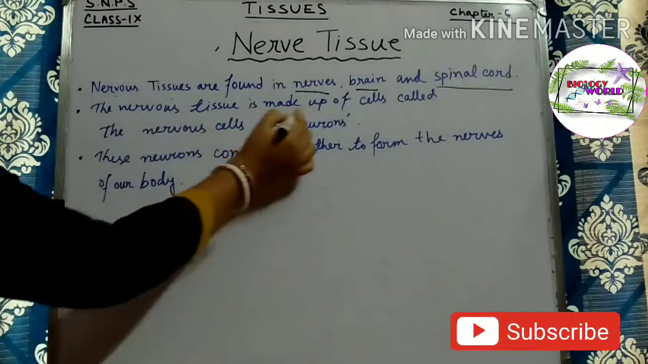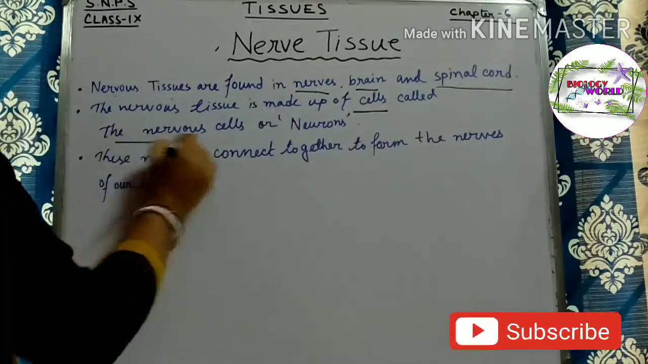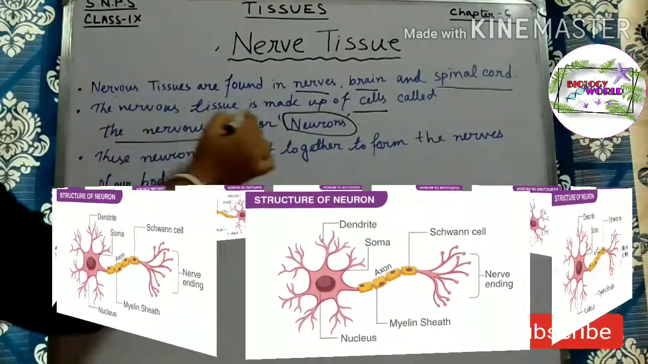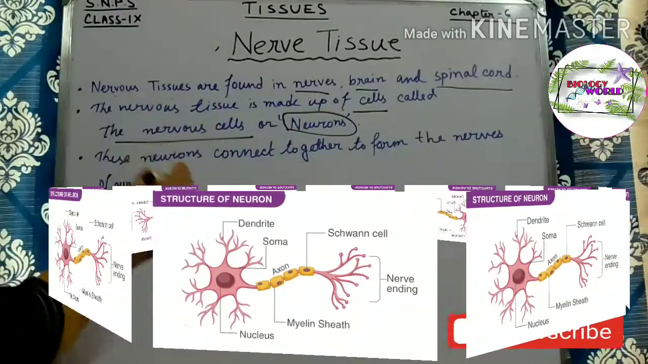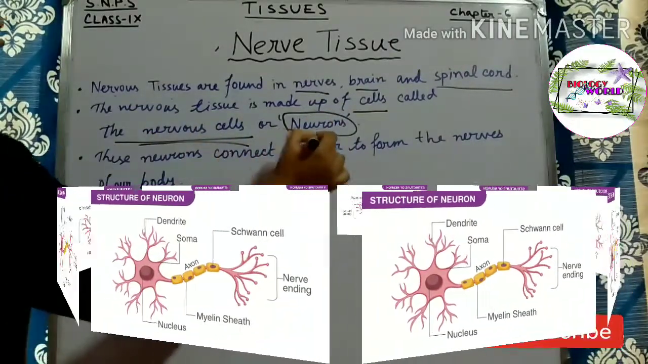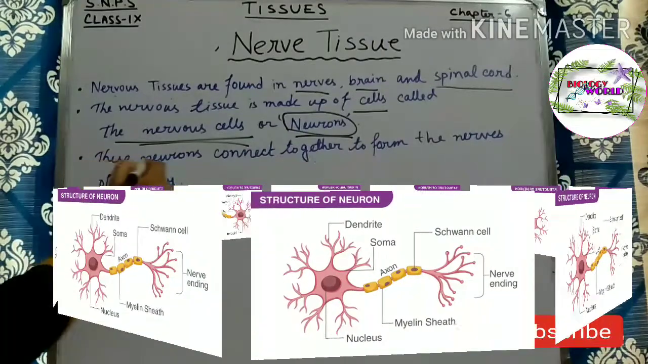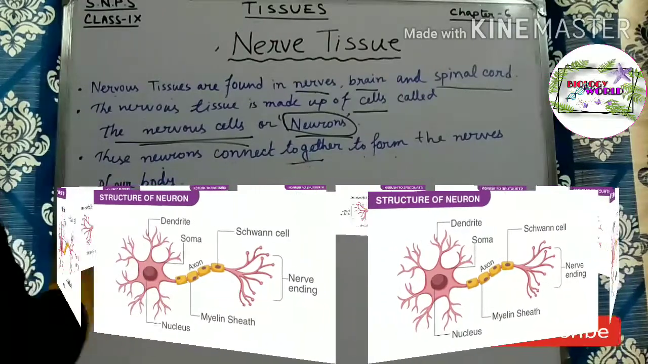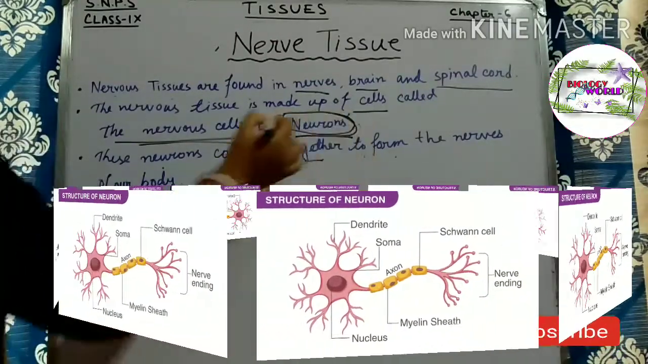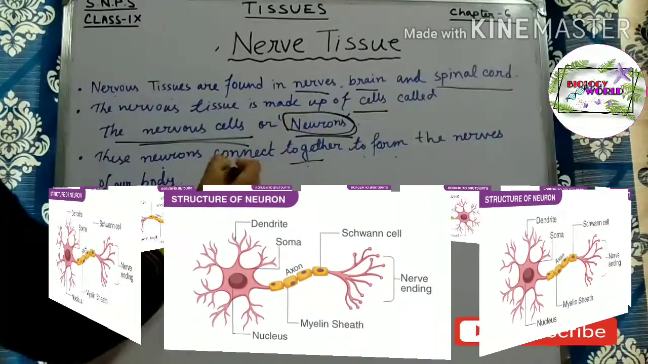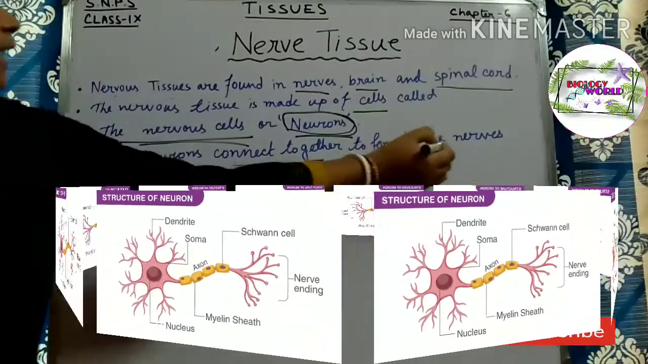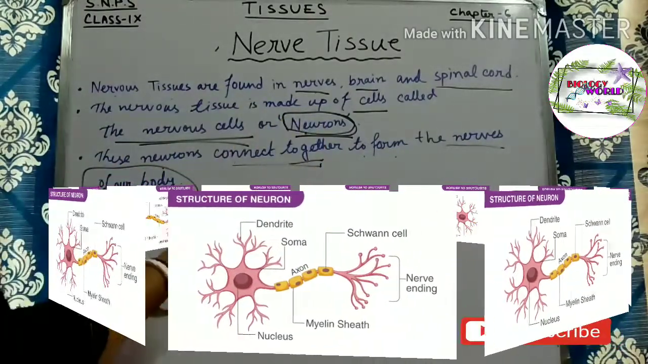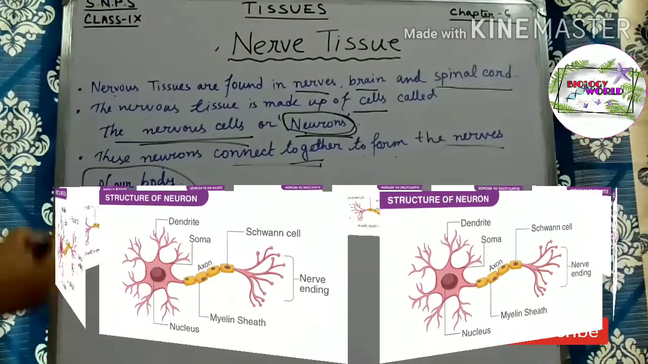The nervous tissue is made up of cells called nervous cells or neurons. These neurons connect together to form the nerves of our body. Means this neuron forms the entire nervous system of our body.